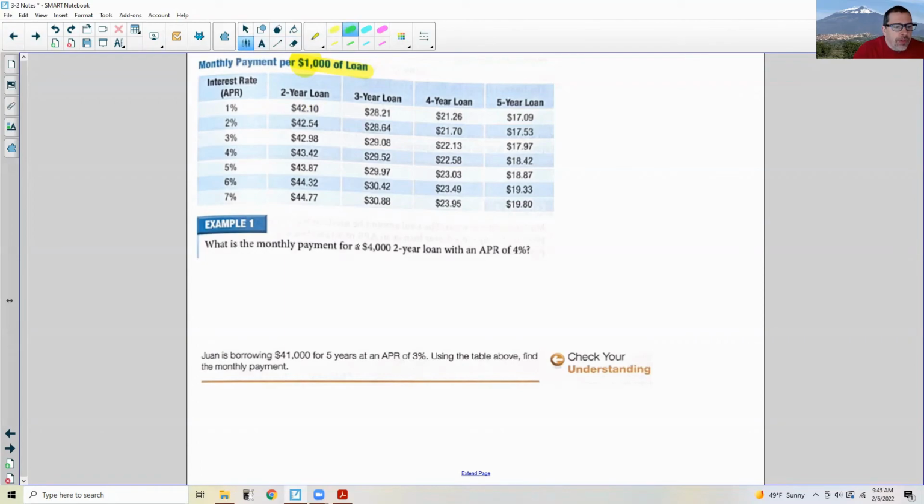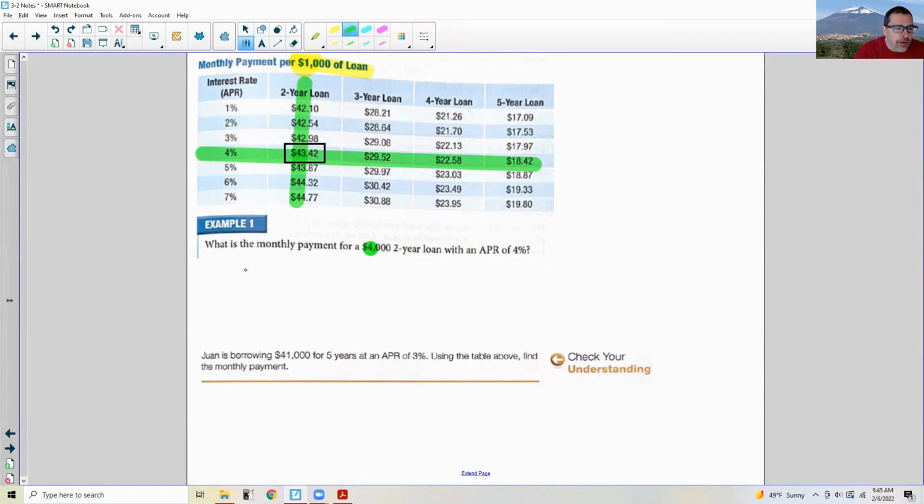So what is the monthly payment for a $4,000 2-year loan? Okay, so the key here is 4,000. 2-year loan is this column right here. And an APR of 4% is this row right here. And so therefore we are talking about this dollar amount right here. That is a monthly payment for a 2-year loan at 4% for $1,000.